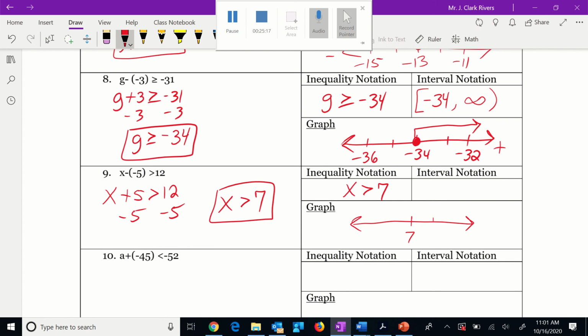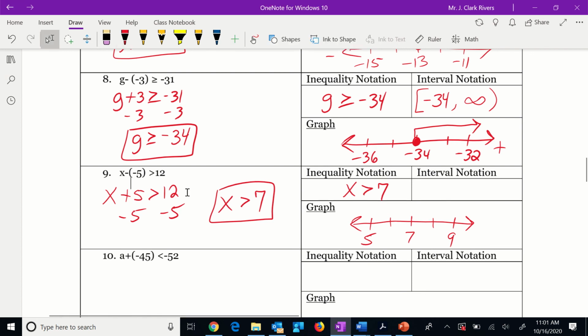7 is our focal point. 8, 9, 6, 5. Open or closed circle at 7? X is greater than, so we get an open circle. If x is greater than, do we shade left or right? Greater than. All the greater than numbers are to the right. So we shade to the right like that.